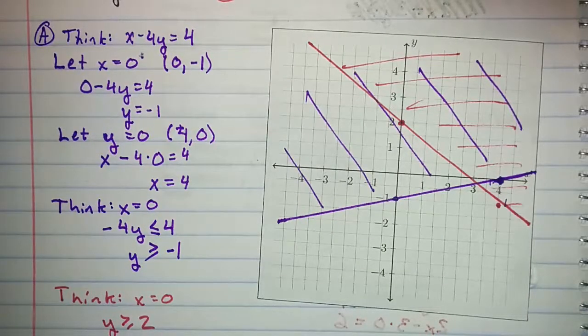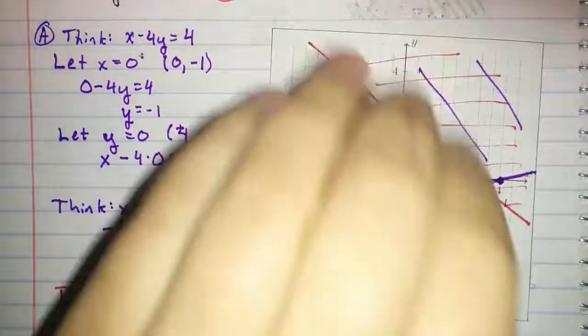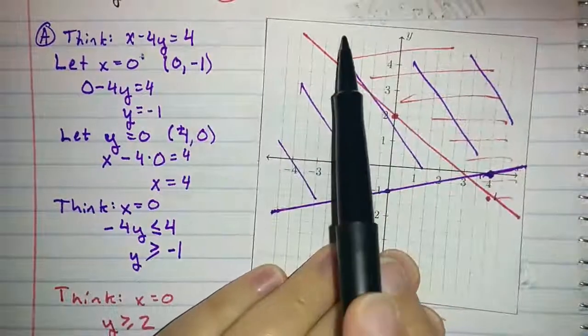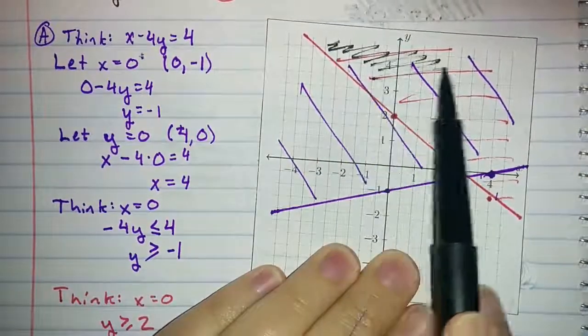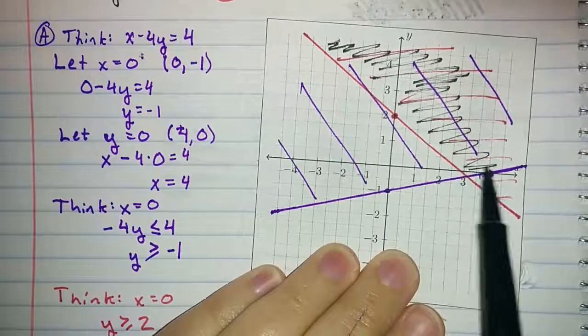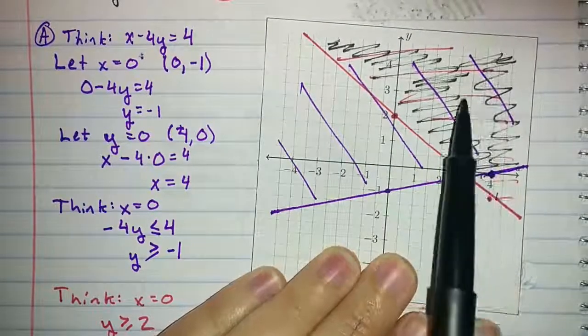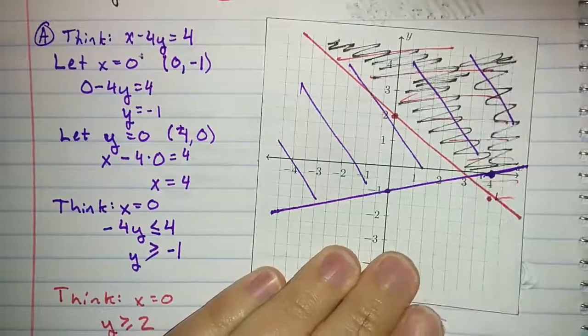The solution to the system, then, is where this shading and this shading overlap. So the solutions to the system all lie in this region.